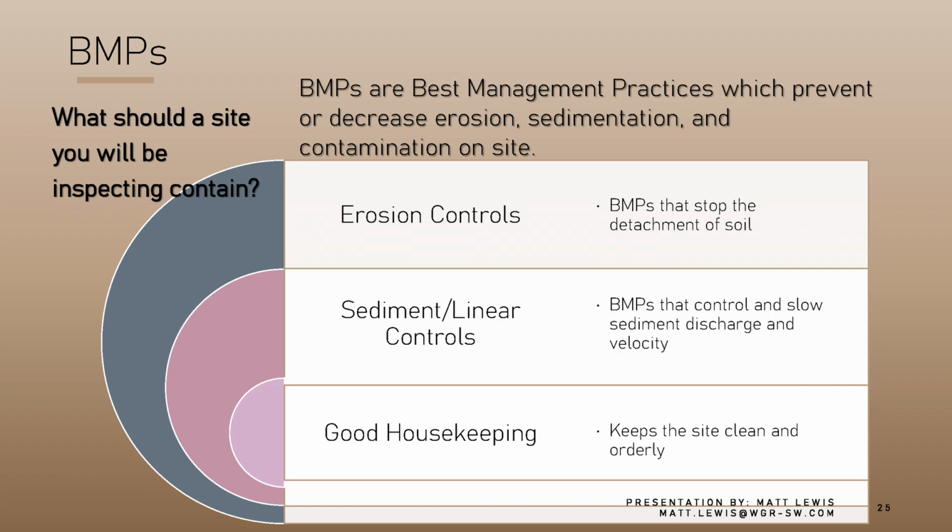So those are basically the main two: erosion and sediment controls. I threw in linear controls because it's kind of the same. And then good housekeeping. With ESCP plans, these are probably the three things you're going to focus on: erosion control, sediment controls, and good housekeeping. And probably more than anything, good housekeeping, which is basically good site management, keeps the site clean and orderly.